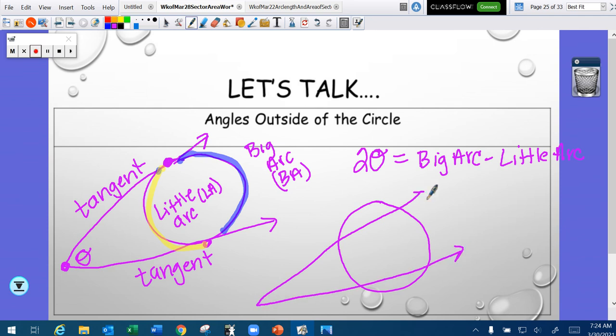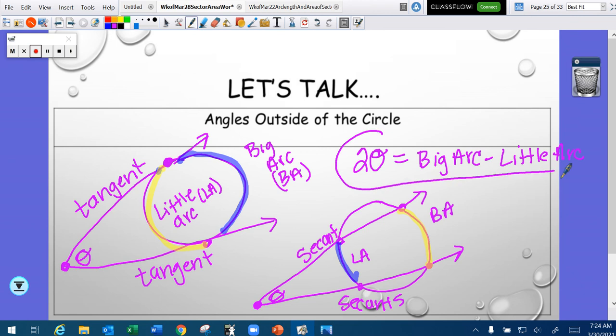These two segments, or the rays that I just drew, intersect right here at the vertex. Since they touch the circle in 2 spots, this is called a secant. Okay? And this angle is outside of the circle. So once again, this arc here, we're going to call it the big arc. And this arc right here, we're going to call it the little arc. And it uses the same formula to find any parts of this that you need.